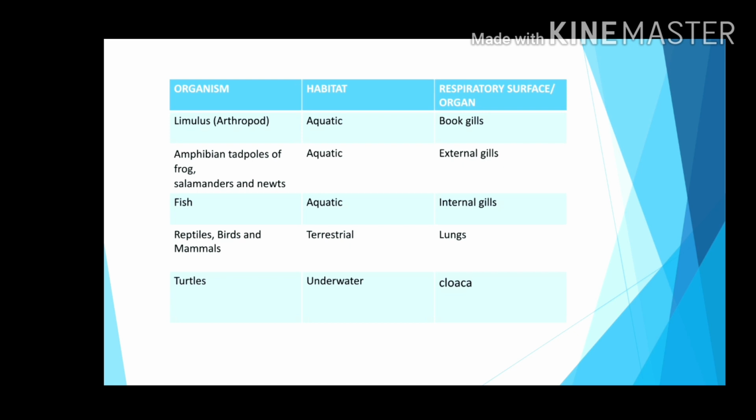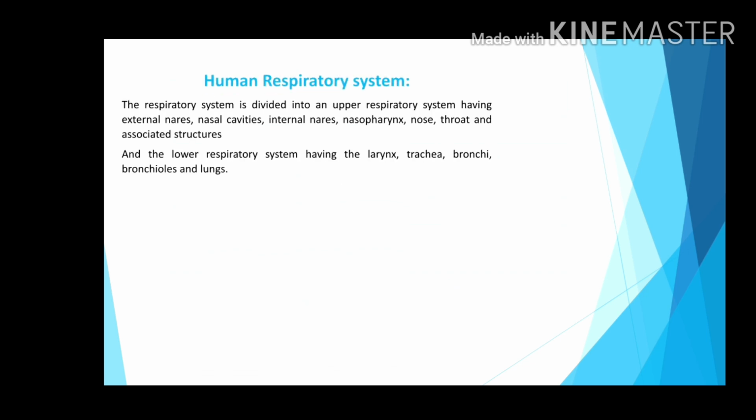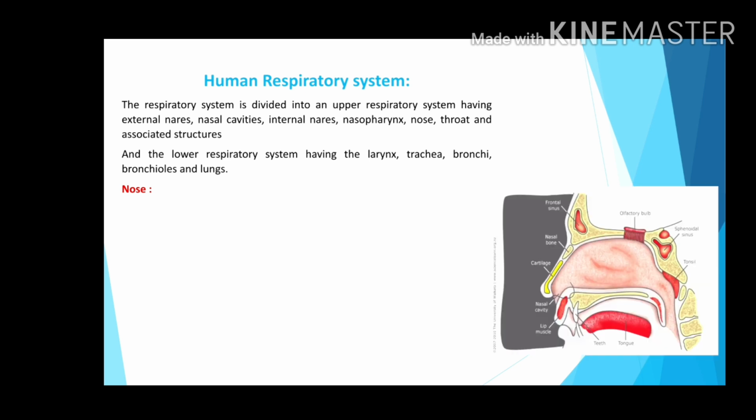We come next to the respiratory system in man. The respiratory system in man can be divided into an upper respiratory system and the lower respiratory system. We come to the first part, that is the nose. They are a pair of slit-like openings called external nares or nostrils. They are divided into right and left nasal chambers by a mesethmoid cartilage. There's a cartilage which divides it into two nasal chambers.